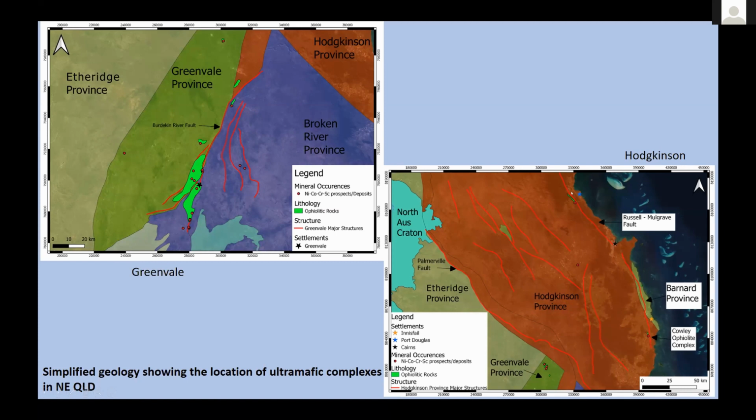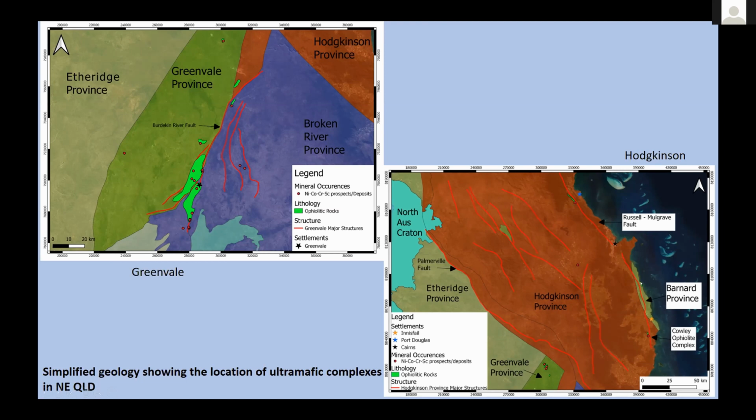Another large area of occurrences in the ultramafic complex in Northeast Queensland is just west of Port Douglas. It's outcropping, and it is about 15 kilometers long. We don't know almost anything about this area. However, there are some high values reported in these commodities, and it could be of potential commercial interest.